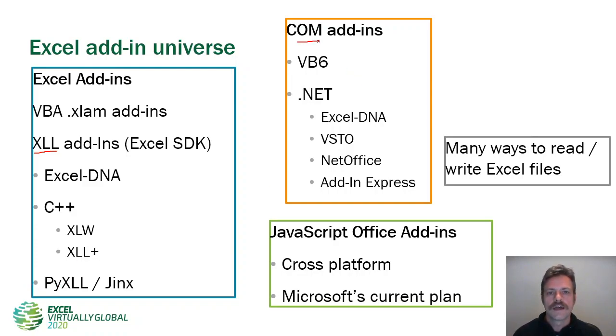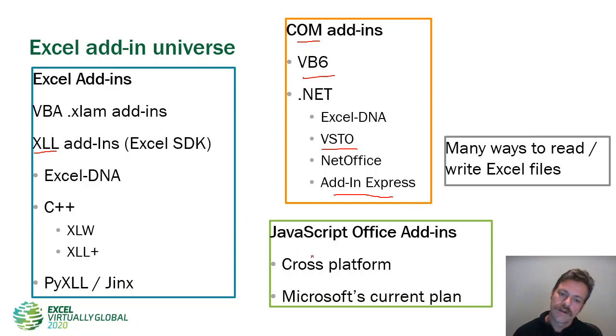COM add-ins, on the other hand, allow you to extend the ribbon and to add macros to Excel. Traditionally, this could be written in VB6, but that's not around anymore. And then for .NET, there's a whole bunch of ways to make COM add-ins, including VSTO, which is not developed anymore, but is still available from Microsoft. It's the Visual Studio Tools for Office, is what that stands for. And then libraries like NetOffice and tools like Add-in Express, which is a commercial tool that really helps make add-ins for the various Office tools like Outlook and others.